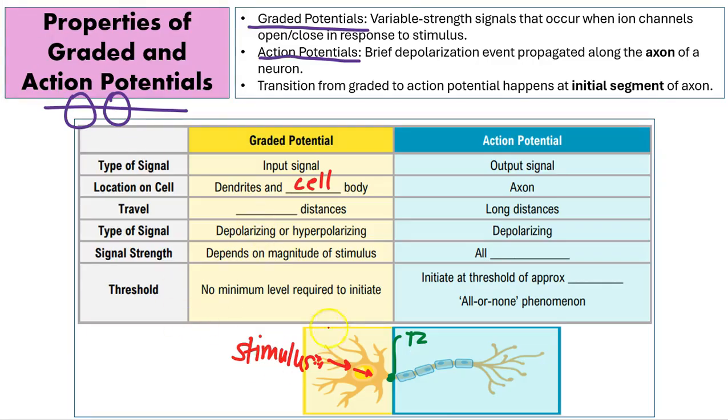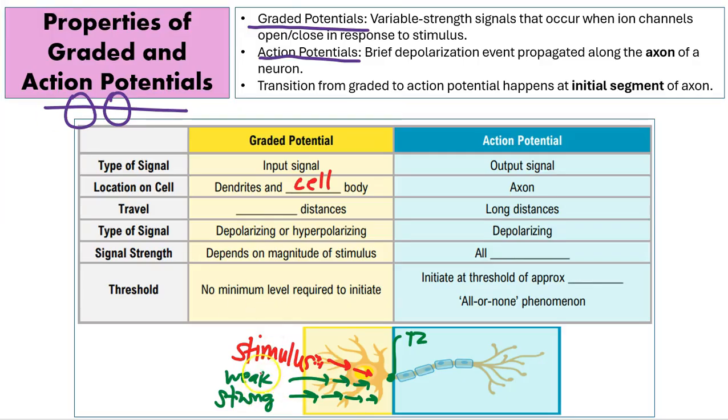So a graded potential is going to get a stimulus, and then it's going to move that message through the cell body. And guess what? These particular messages can vary in strength. So sometimes you can have a stimulus that's very weak. And if you have a very weak stimulus, it still has the potential to travel down to the cell body. If you have a strong stimulus, it still has the potential to travel through the cell body.